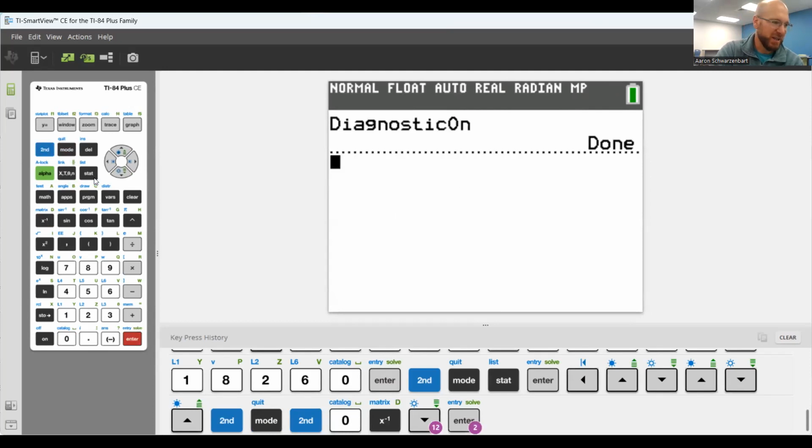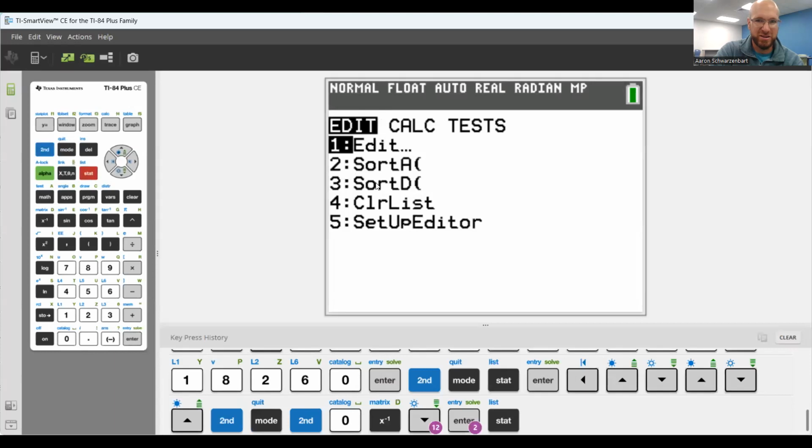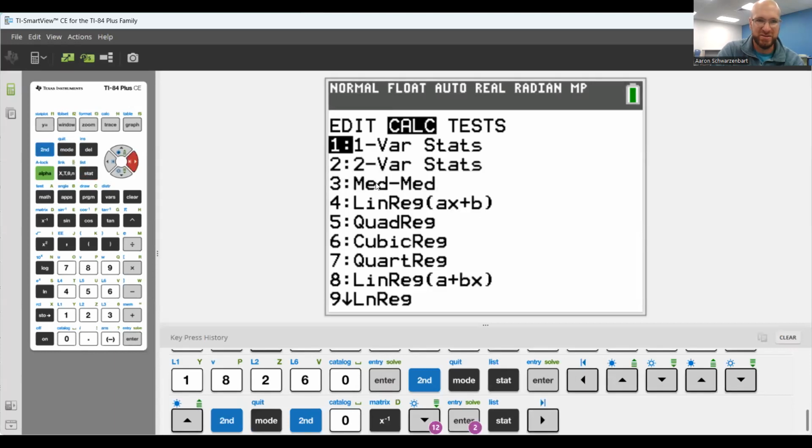Now, when I calculate my regression line, start calling it a regression line, it will show me an R value and an R squared value. We'll cover R squared, what that means, at a different time.